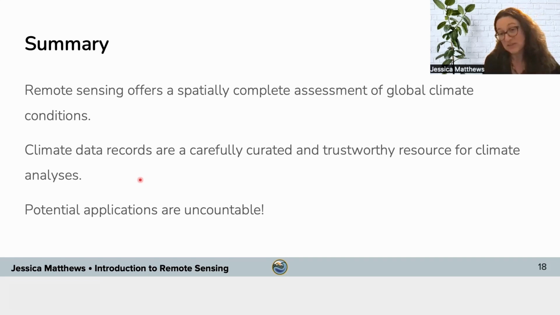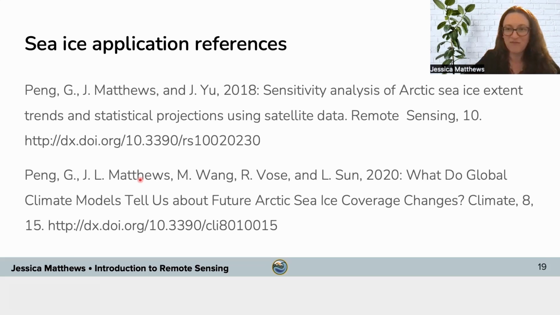We looked at one potential application example with sea ice information, but I think the potential applications of climate data records are really uncountable. And I encourage you to pursue them with your own creative ideas for applying climate data information to learn more about our Earth system. Here I've included a few references if you want more information about the application that I showed.